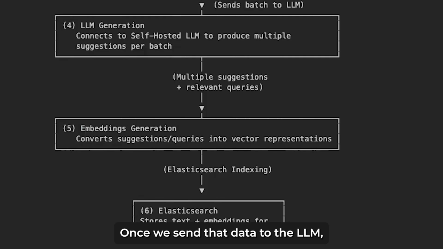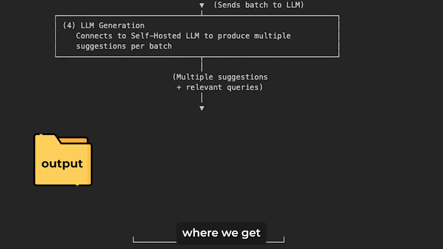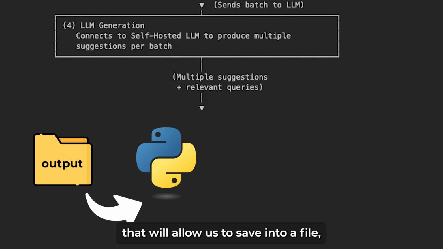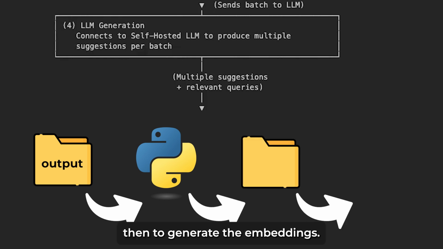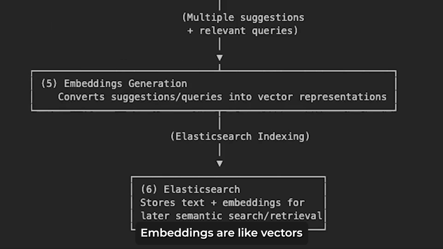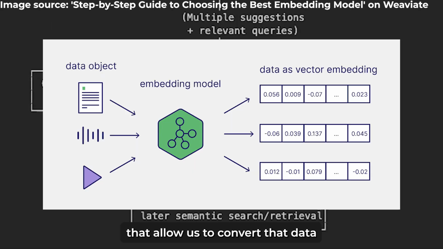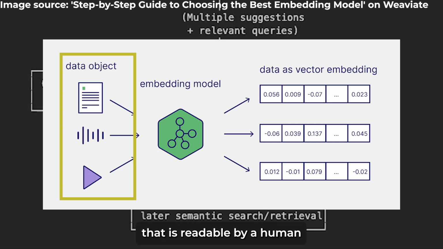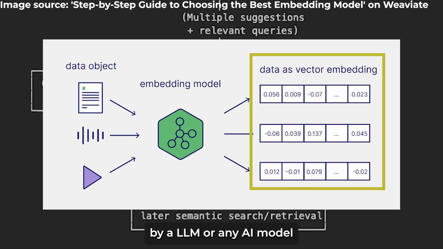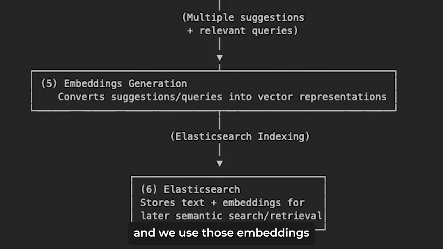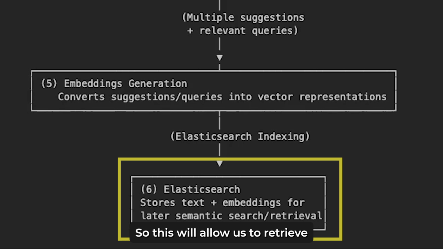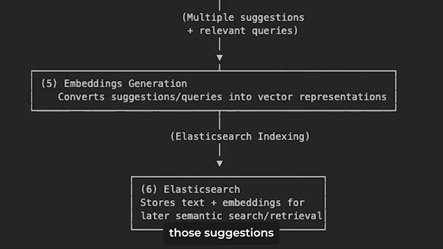Once we send that data to the LLM, we retrieve a structured output that we convert into a Python object, which allows us to save it into a file that we will use to generate the embeddings. The embeddings are like vectors that allow us to convert data that is readable by a human to be understandable by an LLM or any AI model. And we use those embeddings to index that information into Elasticsearch. So this will allow us to retrieve the suggestions that are most similar to the user query.